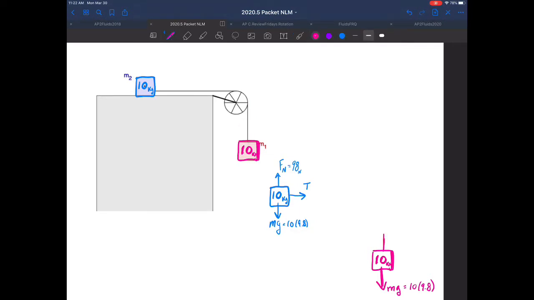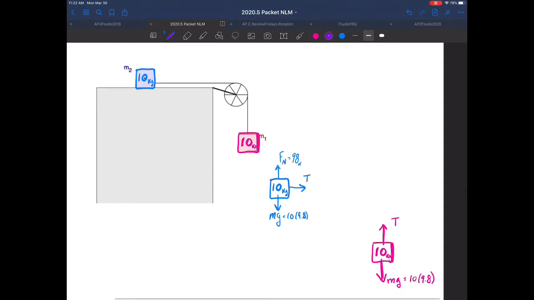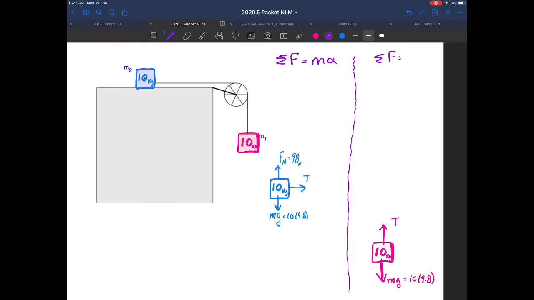So free body diagrams always have the forces that are acting on a specific object and the direction that they're acting. Once you've drawn a free body diagram, all you're going to do is take that information and convert it into math using Newton's second law. So let's write out Newton's second law for each one of these blocks. We're going to fill in sum of the forces equals ma for the blue block, and sum of the forces equals ma for the pink block.